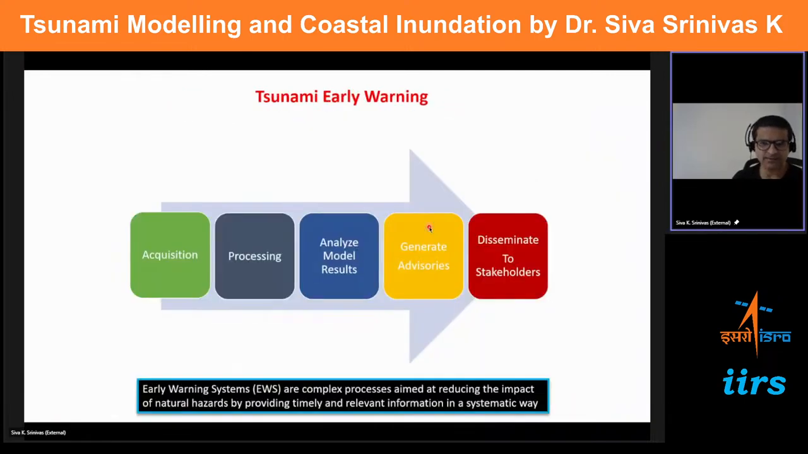So in real time, the basic thing is acquisition. We need to have the seismic information, that is latitude, longitude, magnitude, etc. With that seismic parameter acquisition, we do some processing. We calculate the initial deformation. We run the models, analyze the results, see how the wave height is going to be, and generate the bulletins.